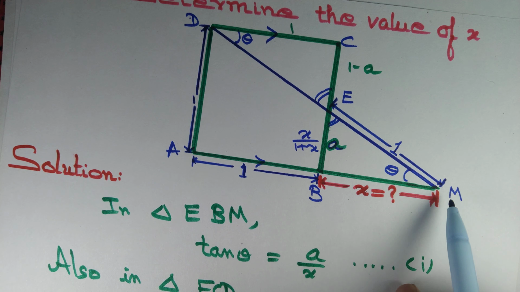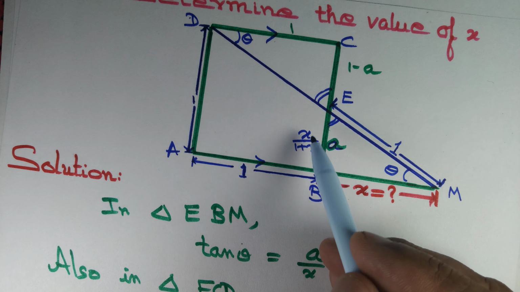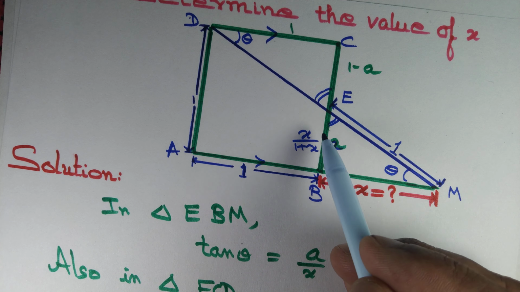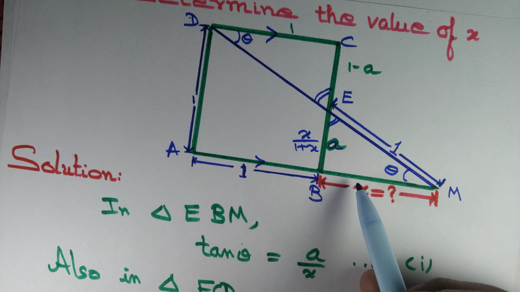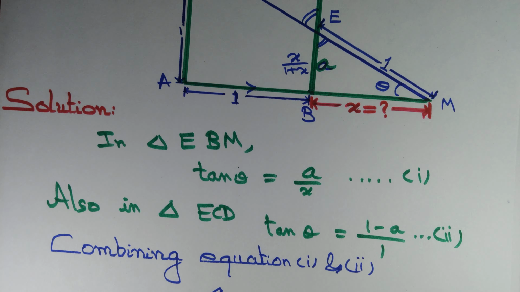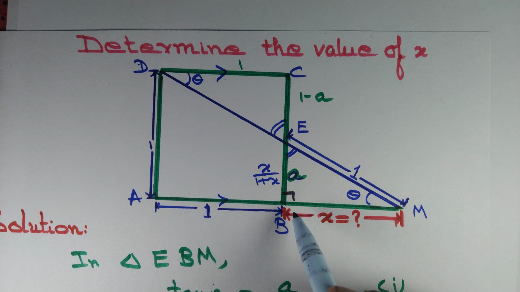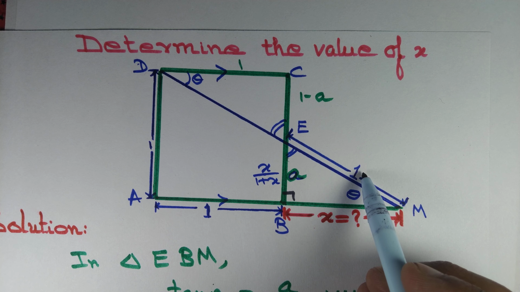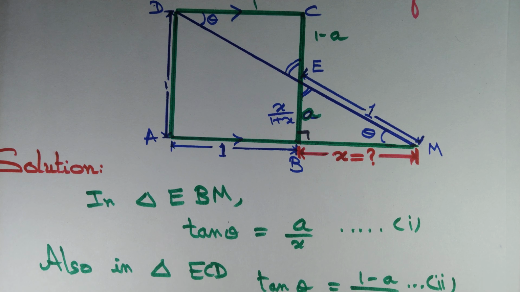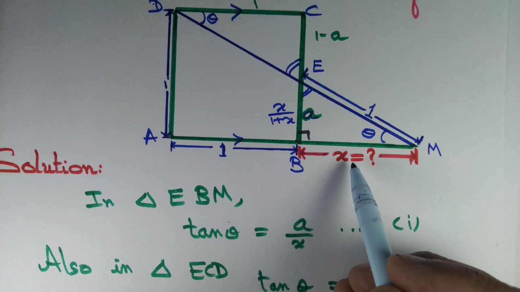Now, we see that we can apply the Pythagoras theorem. Even though we are not able to compute A, all the unknown variable is just X. So we might be able to solve it. We see that triangle EBM is a right angle triangle, angle B equals 90 degrees. So 1 is the length of the hypotenuse, and one of the sides is X by 1 plus X, the other side is of measure X.